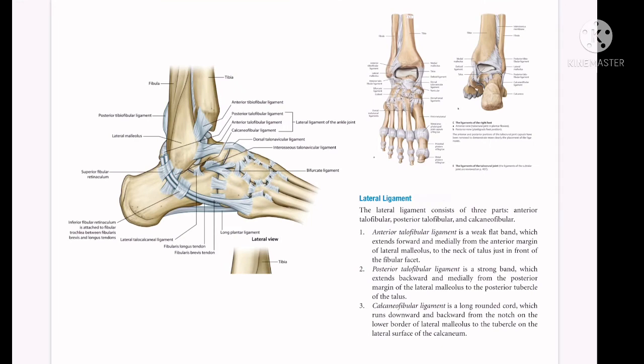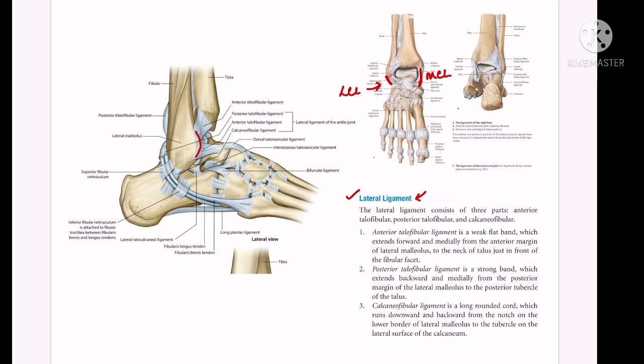The ankle joint presents two collateral ligaments. One is the lateral collateral ligament onto the side of the fibula. One is the medial collateral ligament onto the side of the tibia. The lateral collateral ligament is also known as the lateral ligament of the ankle joint. And this lateral ligament is best viewed from the lateral aspect. And it consists of three parts.